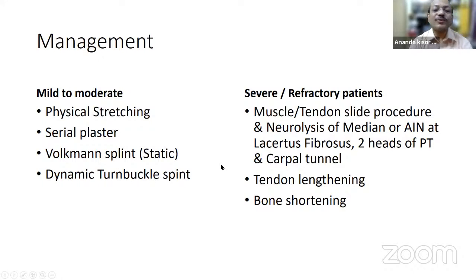So, when we discuss the orthosis and prosthesis, we'll show what is the dynamic turnbuckle splint that can be used if it is sufficiently corrected by conservative method. Whereas in the severe and refractory patients, these are the complete answer.